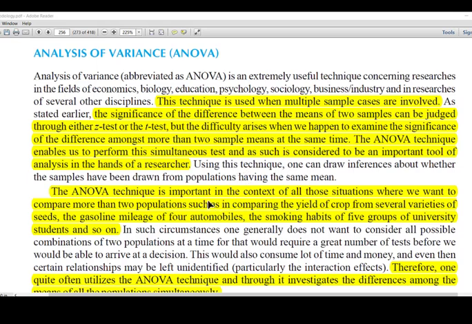The ANOVA technique is important in the context of all those situations where we want to compare more than two populations, such as in comparing the yield of crop from several varieties of seeds, the gasoline mileage of 4 automobiles, the smoking or drinking habits of 5 groups of university students, and so on. In such circumstances, one generally does not want to consider all possible combinations of two populations at a time, for that would require a great number of tests before we would be able to arrive at a relation. This would also consume a lot of time and money, and even then, certain relationships may be left unidentified.